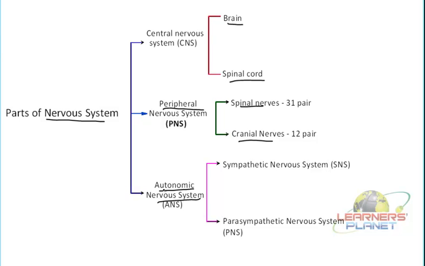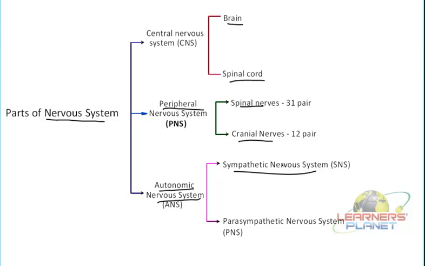So this change in the rate is actually maintained by the autonomic nervous system. And if this autonomic nervous system is increasing the rate more than the normal one, then it is known as the sympathetic nervous system.